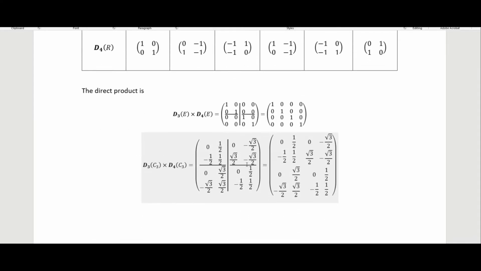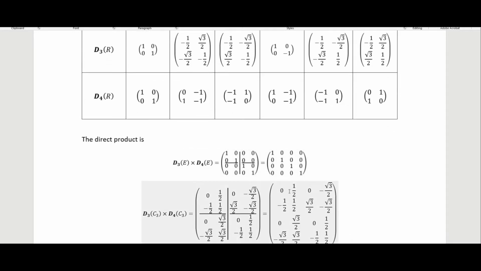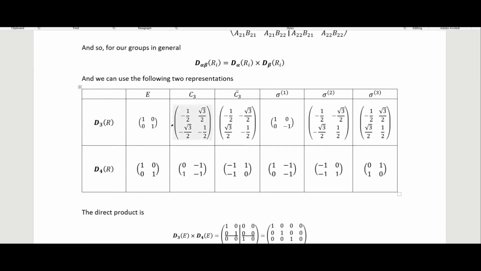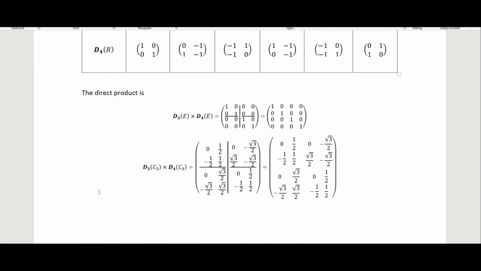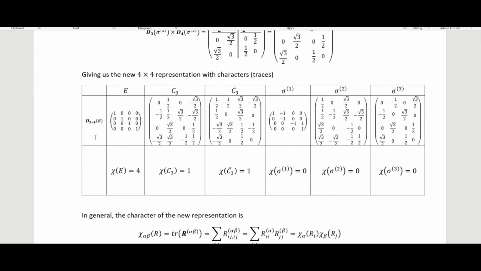With the rotation, we end up getting something that looks like this. We have this big 4 by 4 matrix. We see that when we take a 2 by 2 and a 2 by 2, we end up with a 4 by 4. So the dimensions of it will be the multiplication of the dimensions of the two representations that we are using. We can go through with each of these, and we end up with this new representation. I have the D3 times 4 down here, and we have these 4 by 4 matrices. And we can get the characters of them.